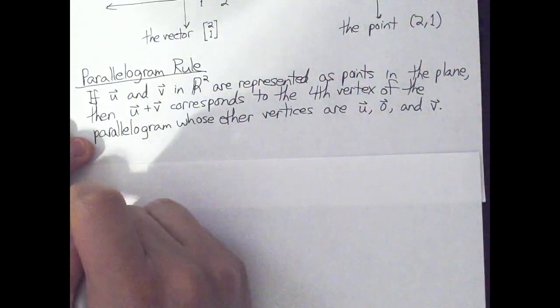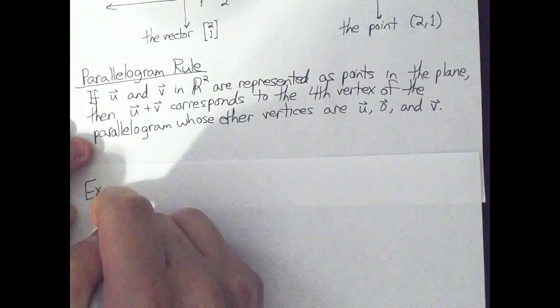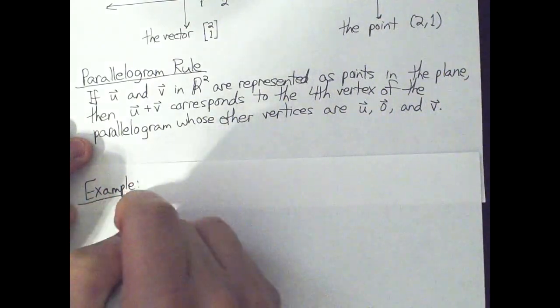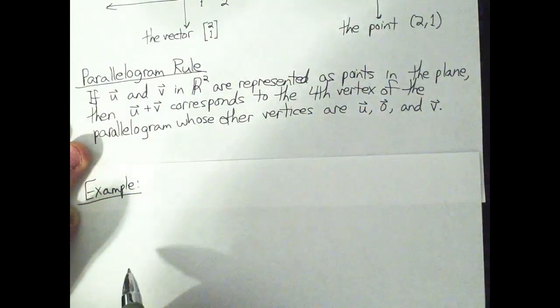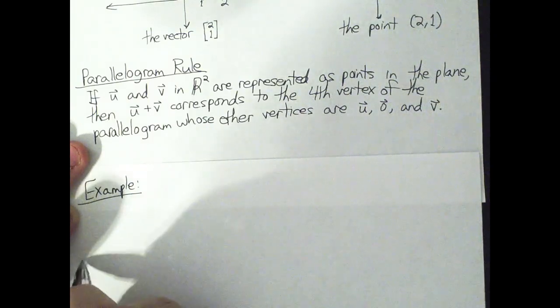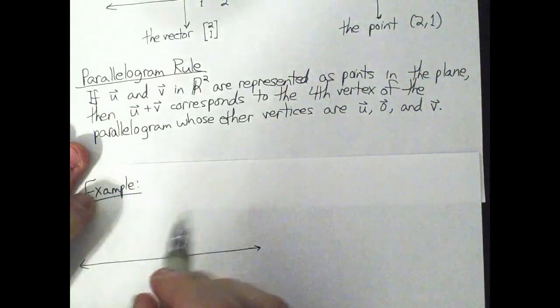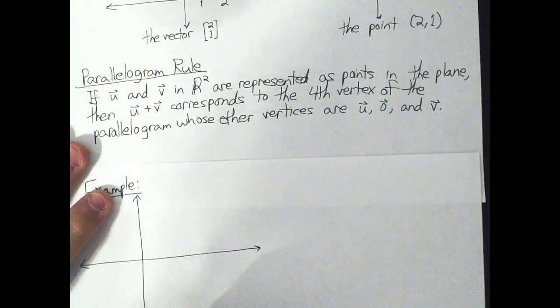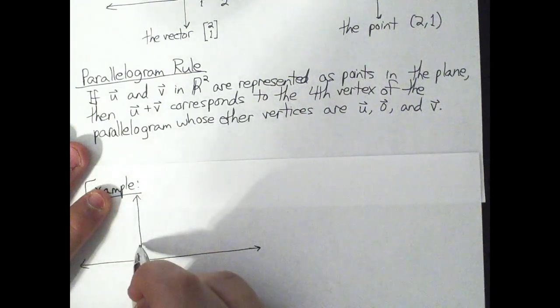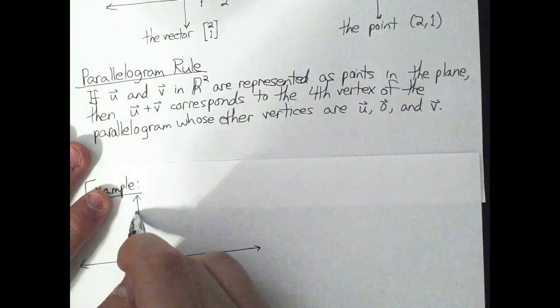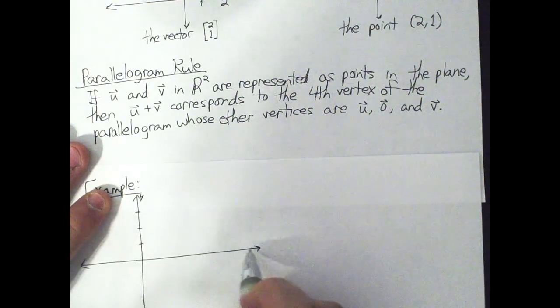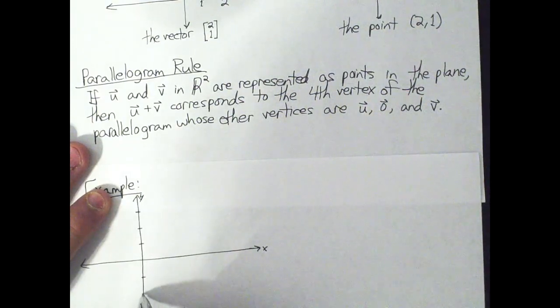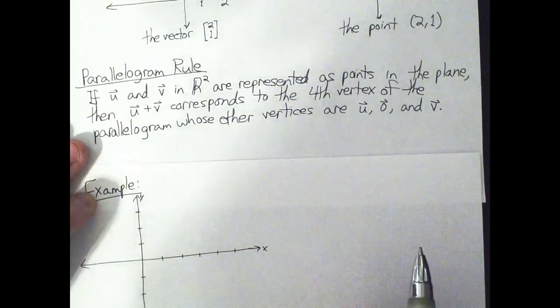All right, example. Let's draw a picture of this parallelogram rule and see how this parallelogram shows up. So let's say, what kind of scale do we need here? Let's go 1, 2, 3, 4, 5. That should be plenty.